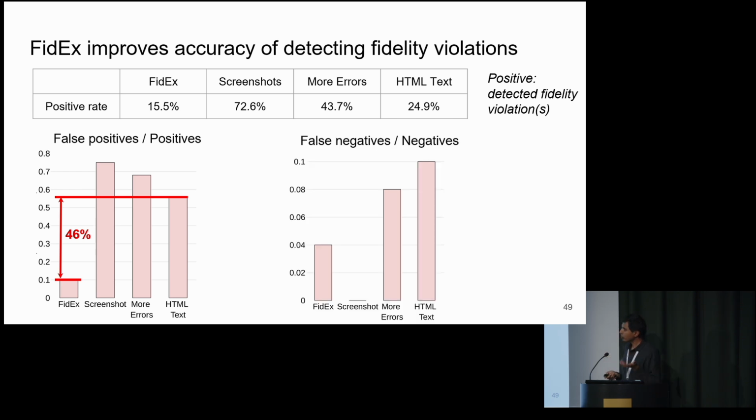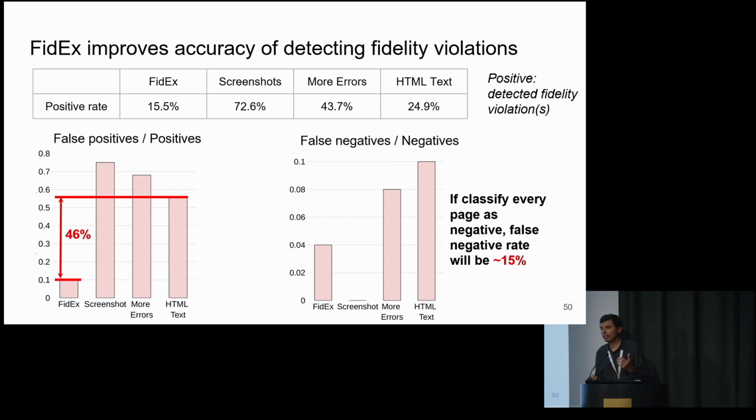And on the flip side, of course, compared to screenshots, we do have some false negatives. And it's worthwhile to note here that if you had a very naive classifier which declared everything as there's no problem whatsoever, even that would get a 15% false negative rate. So 10% is pretty bad if you rely on comparing the HTML text.